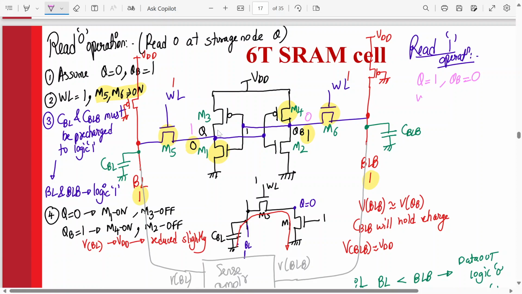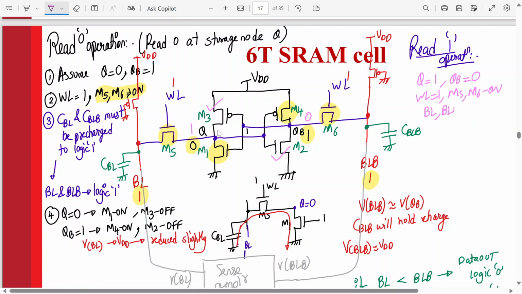Both word lines are 1, so M5 and M6 are on. If Q is 1, which transistor will be on? M3 will be on. And if QB is 0, M2 will be on. Agree? Yes or no? Come on, tell me.